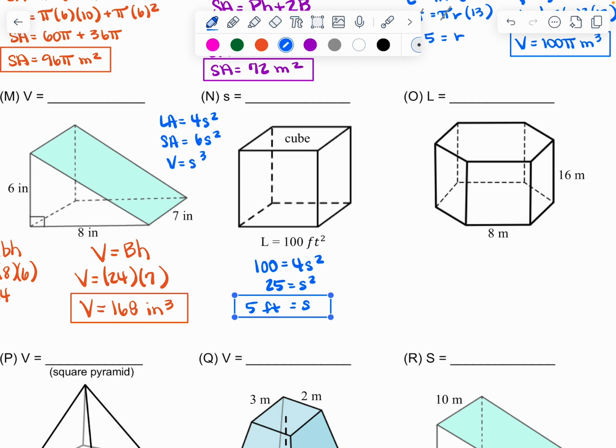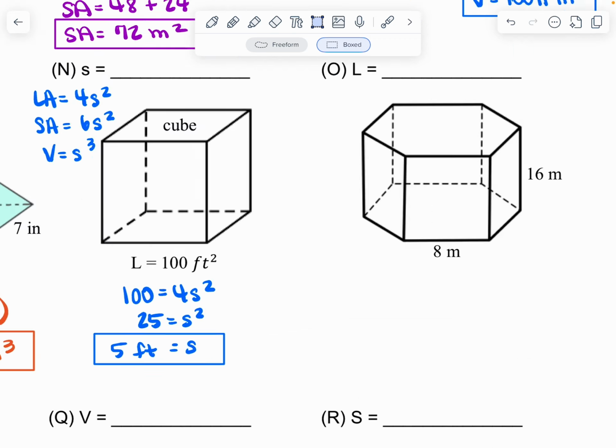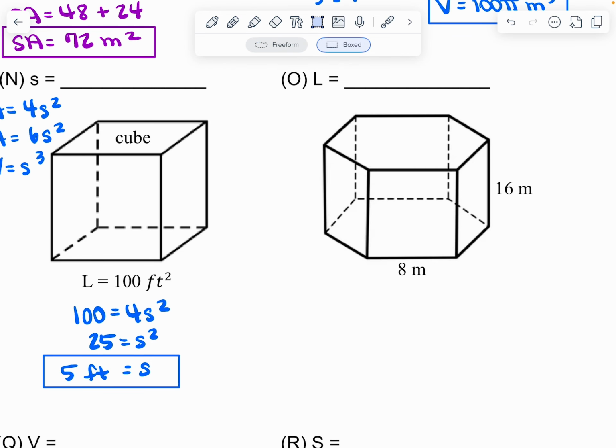Let me scooch that over so I can get my unit in there. And that's it. That's what it was asking you to find, the side length of the square. That gives you a lateral area of 100. Okay, so that's why those formulas come in so handy. I'm going to scooch those a little closer. There we go. All right, O is another hexagonal.